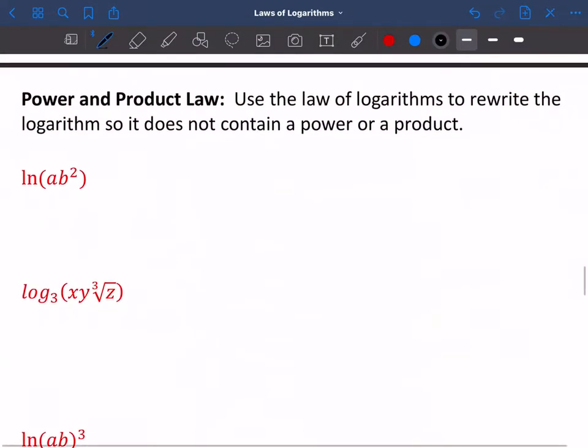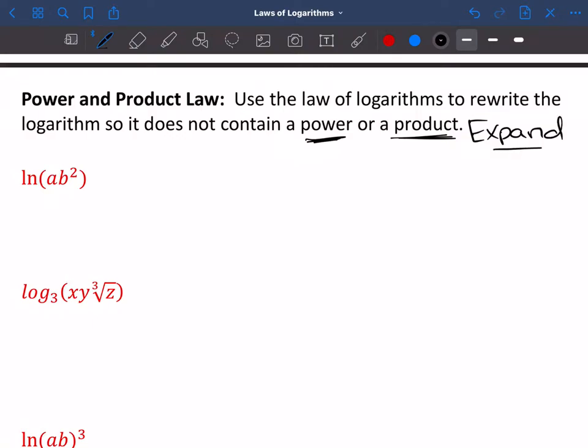All right, so here we have a combination. Here we want to use whatever laws we know so far to rewrite this logarithm so it does not contain a power and it does not contain a product. This is just another way to say expand. So let's expand this logarithm into multiple terms.